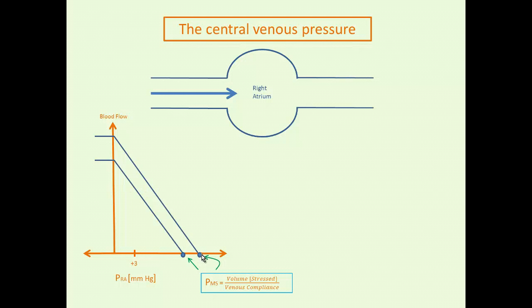So because you've got a higher pressure head, there's going to be more venous return, more volume coming back to the right atrium for every given right atrial pressure. And this is what changes in volume status do to venous return.